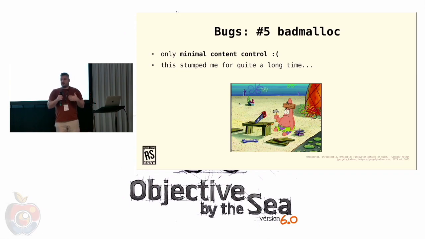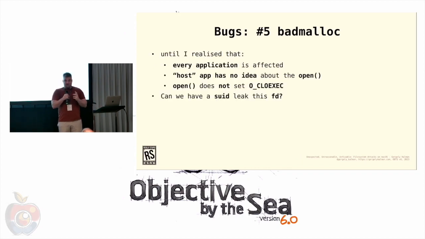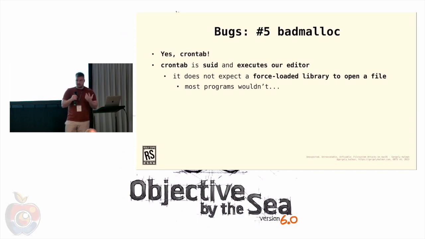Problem is, I only have minimal content control because it writes addresses and allocation sizes and whatever, and somebody who has actually gone to school might be able to figure this out. I couldn't, but I remember that every application can be affected, and the host app has no idea that this happened. And open does not set O_CLOEXEC. So is there a SUID on the system that can leak this file? Well, of course, like SUID wouldn't exist otherwise. Crontab. Crontab is SUID and it executes your editor. It does it properly. This is not crontab's fault. Crontab will drop all the privileges. However, it does not expect a force-loaded library to have opened a file descriptor. So it's just going to leak it to us.